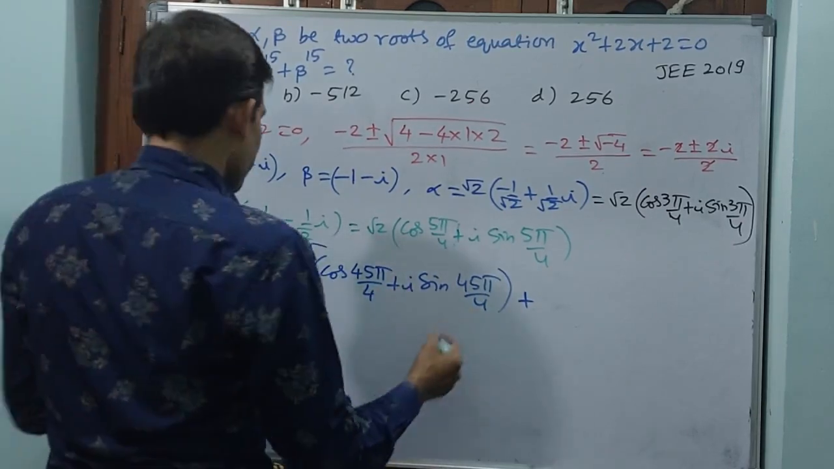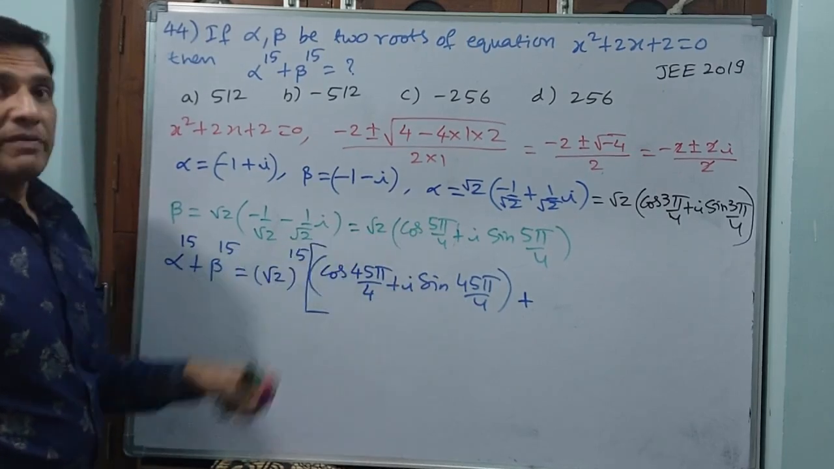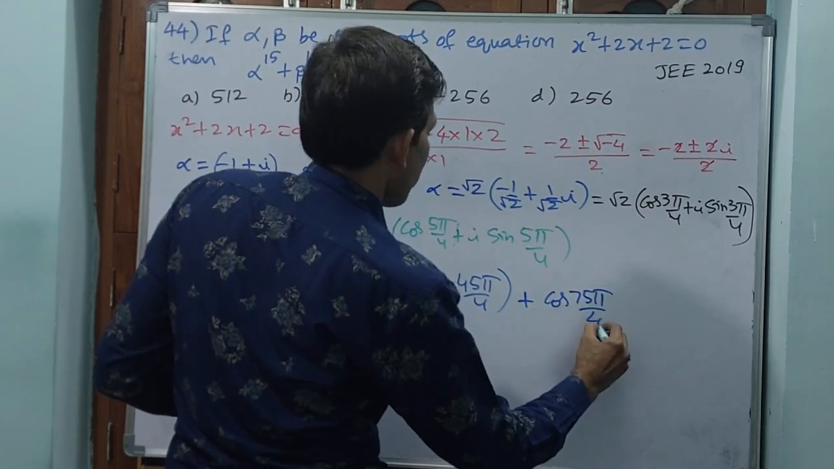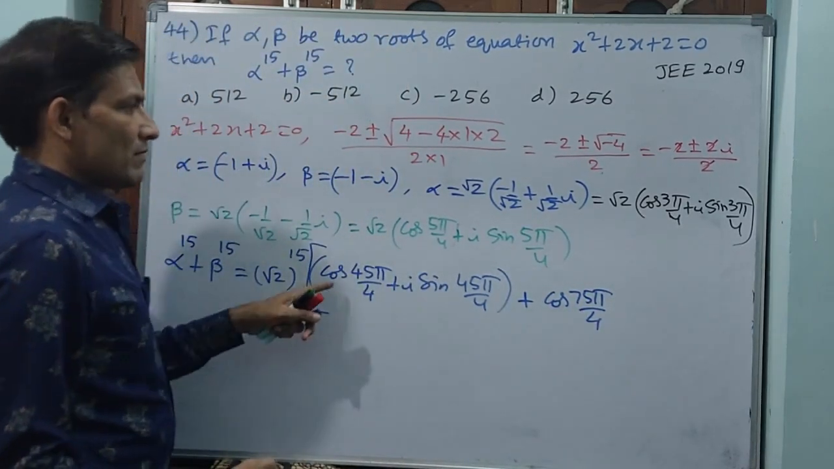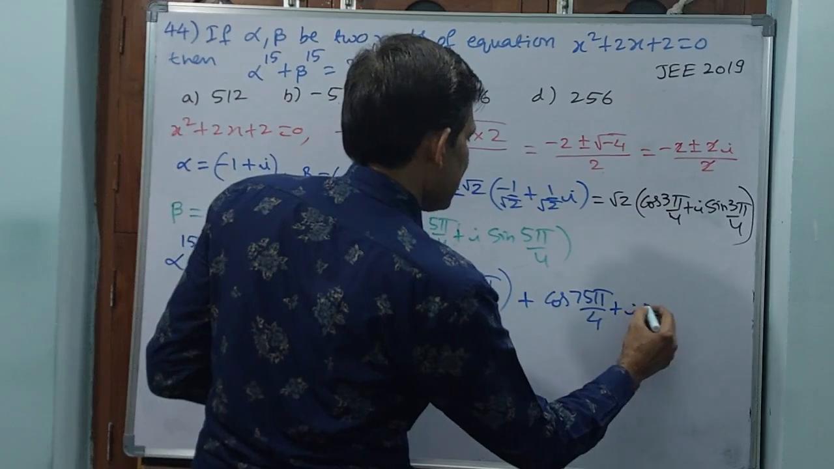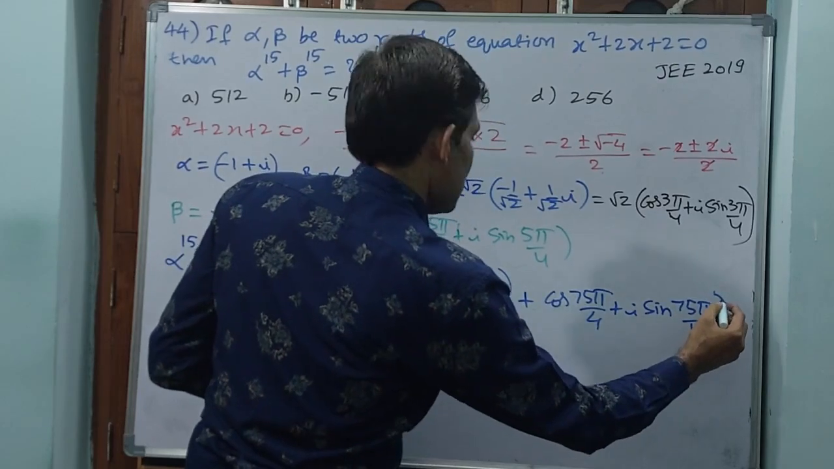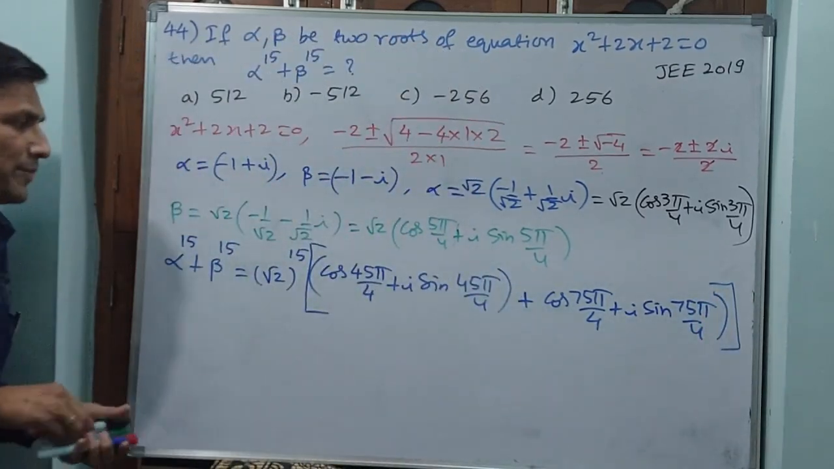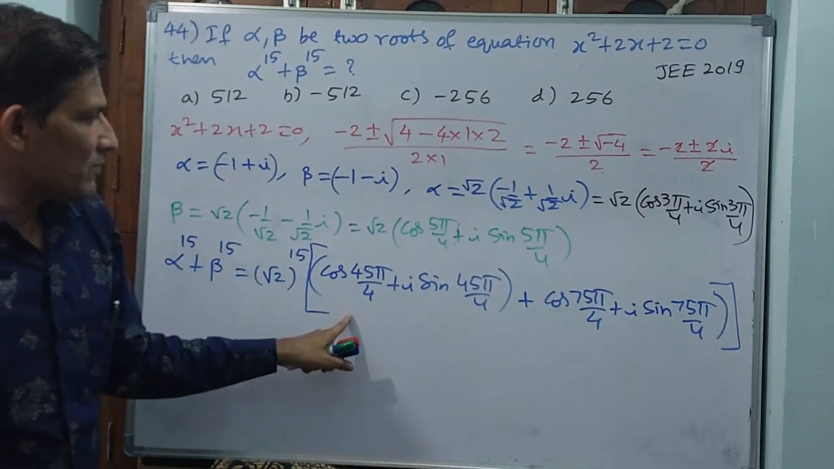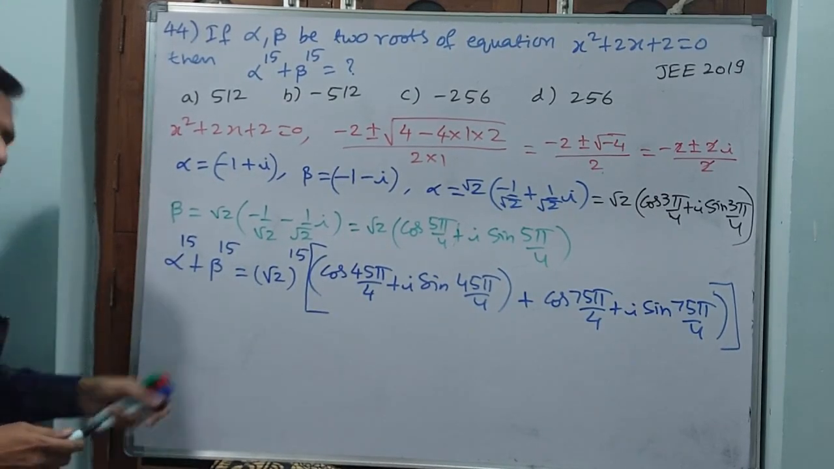Okay, next plus. For the second one, 5 is there. 15 into 5 is 75, it is going to become cos 75 pi by 4. But there 15 into 3 is 45, here 15 into 5 is 75. 75 pi by 4 plus i sin 75 pi by 4. Now close this bracket. Now, individually you find these values, or else shall I find at one go? Because 4 is there, yes, definitely I can find it. No, don't do that. You find separately.